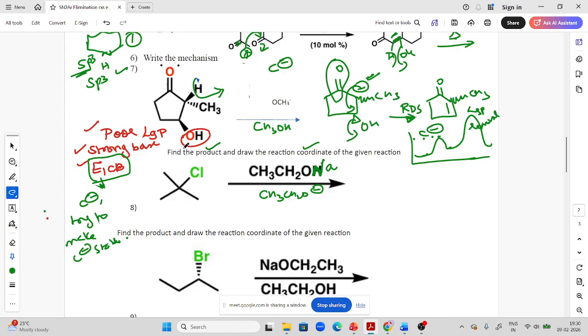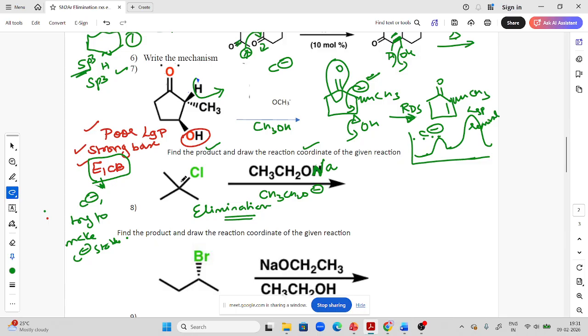State the reaction on the alkene. Very good, elimination. What elimination? E2 elimination, ma'am. Think well. Is this a sterically strained plus I effect molecule? Yes, ma'am. Then why E2? Sorry, ma'am, it's E1.